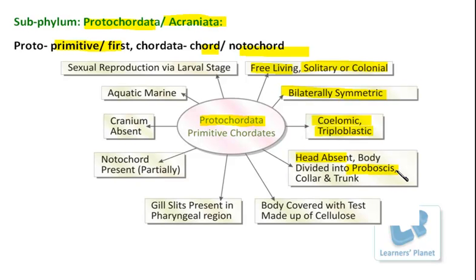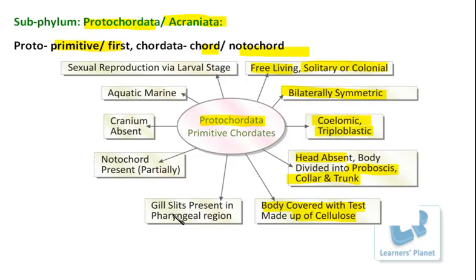Those three parts are the proboscis, which is the anterior most part of the body, then it is followed by the collar and the trunk. Collar is the junction of these two parts, that is proboscis and the trunk. So this is how the body is subdivided into three parts. Further, these organisms do not have a specific exoskeleton, right? Or I must say that their body is actually covered with the test, a cover which is made up of cellulose. So the typical exoskeleton is of course absent, but a sort of test or cover is definitely present, which is made up of cellulose.